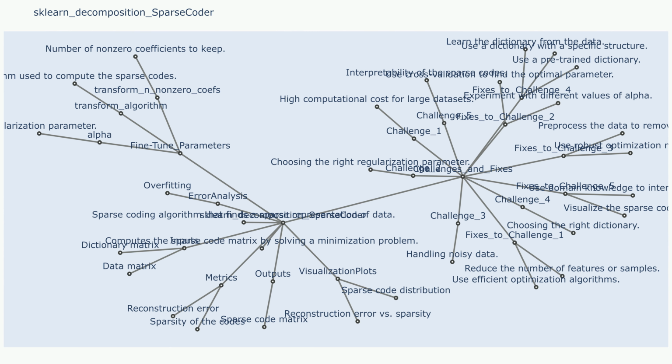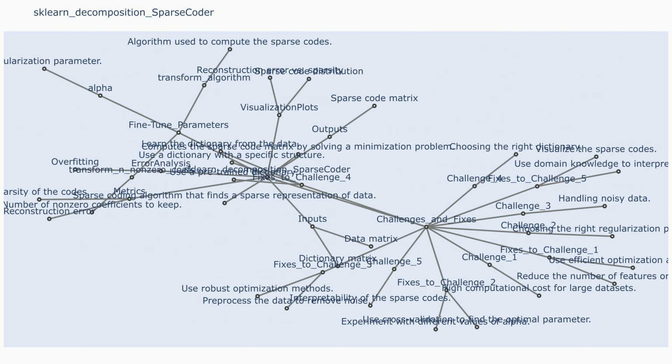Challenges and fixes. Challenge 1, dictionary overfitting. Sample use case that resulted in challenge 1. If the dictionary is too large or the training data is not representative, the sparse coder may overfit to the training data, resulting in poor performance on new data.